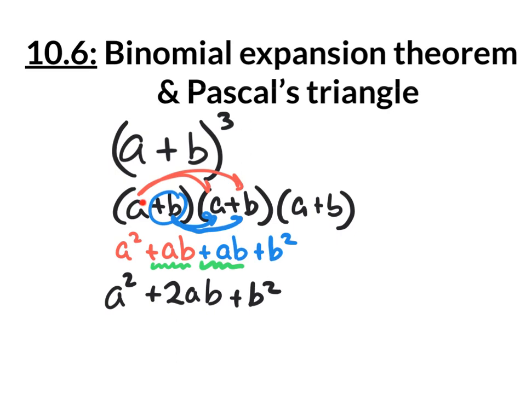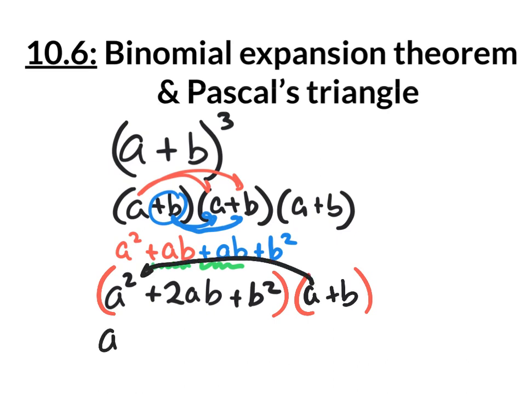So the multiplication of these two binomials gave us this quadratic trinomial, and we still need to multiply by this other binomial. So I still need to take this and multiply it by this binomial, a plus b. Let's show the work right here. We're going to take the a times a squared, that's going to be a to the third, a times 2ab, that's going to be a positive 2a squared b, and then a times the final term on the trinomial, b squared, it's going to be a positive ab squared.